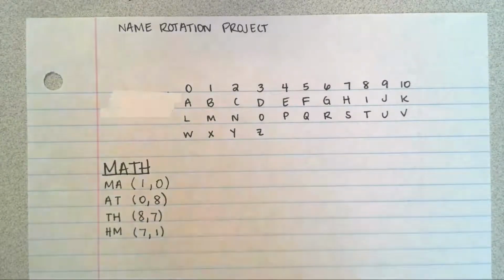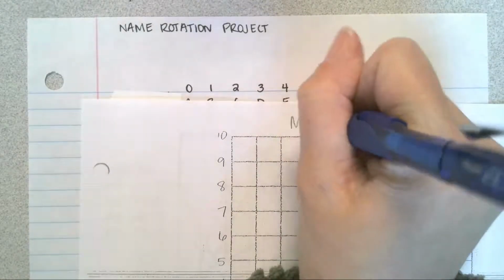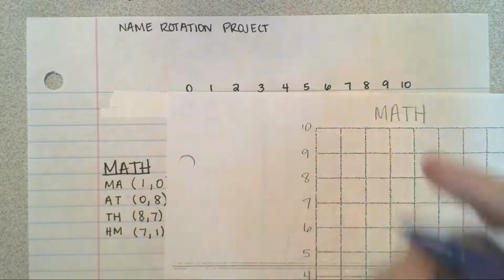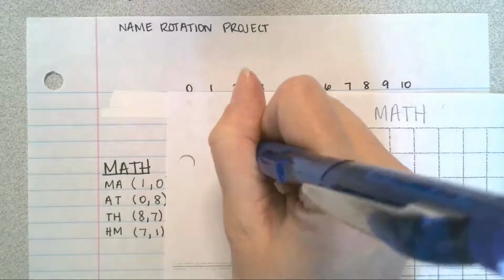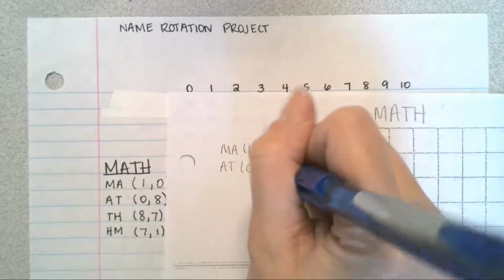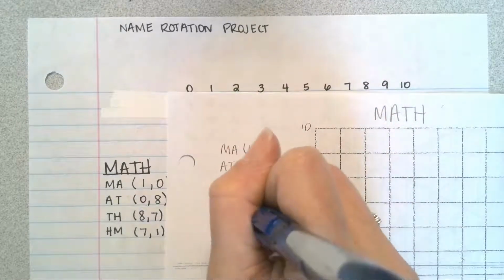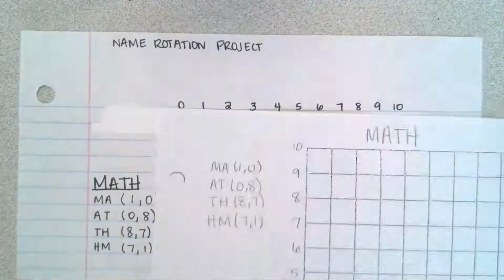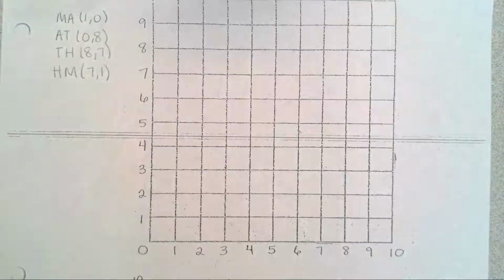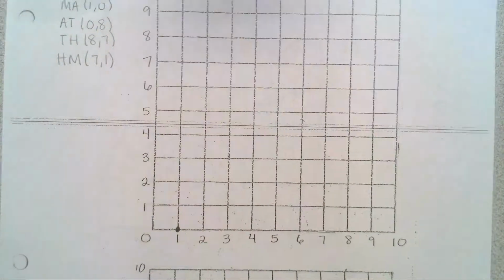On the small graph paper, I'm going to go ahead and label this math at the top. And then I'm going to copy these coordinates onto this paper so that when I graph them, they are easy for me to see. Okay, I'm just going to get started. So M A is 1, 0. So 1, 0 is right here, and I'm going to put my point. I'm going to make it nice and dark so it's easy to see.